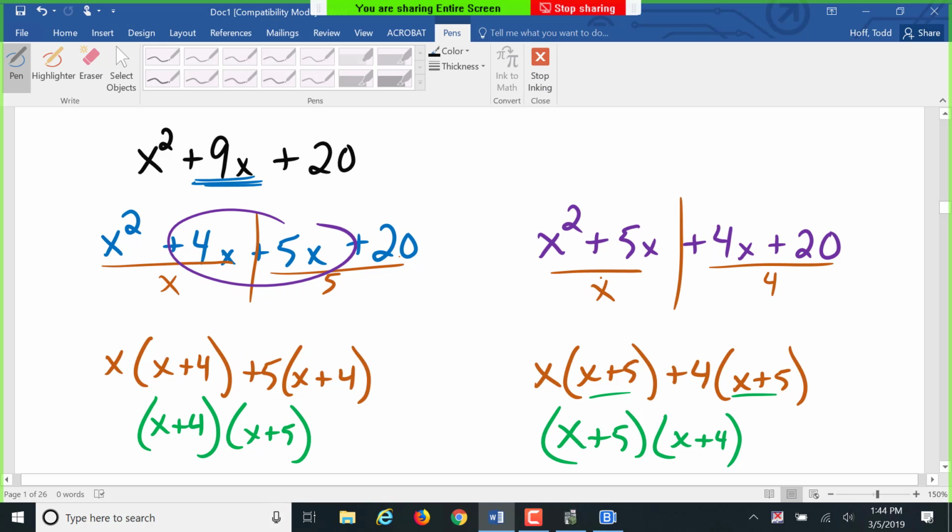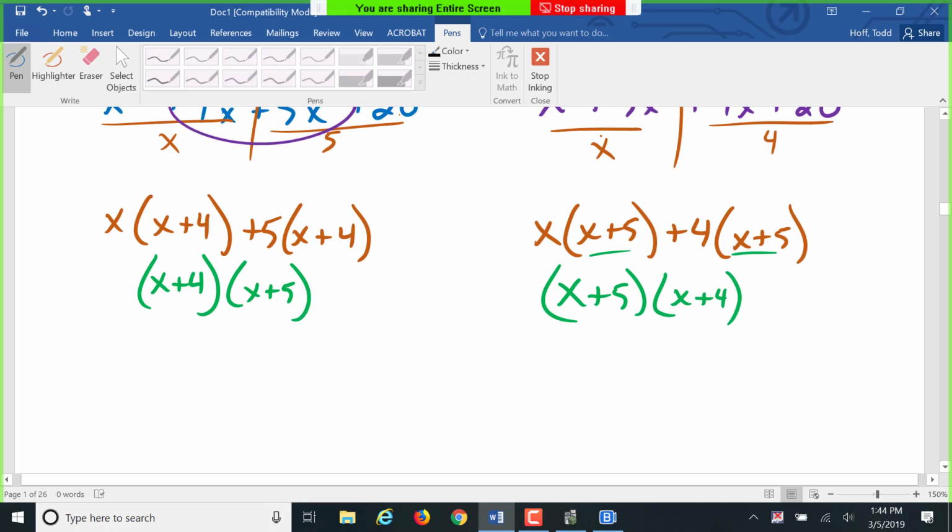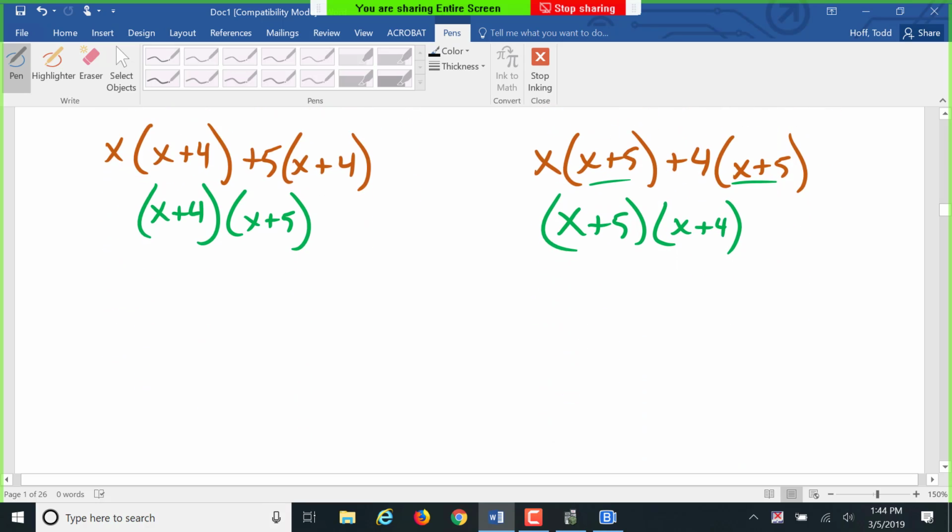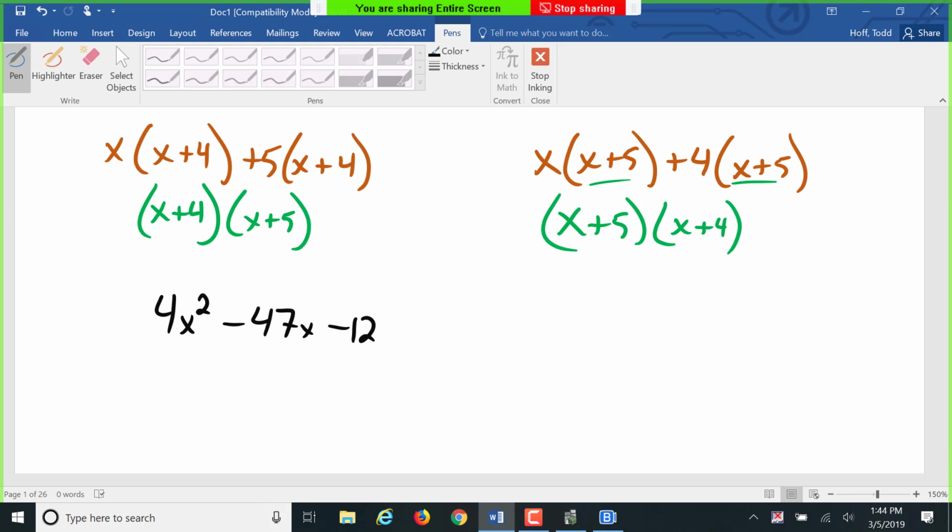So this factoring is, in many cases, an exercise in exhaustion. You know, that example I showed you of 4x squared minus 47x minus 12. We could have tried a lot of combinations of 2x times 2x before we realized none of them were going to work and had to go back to 4x times 1x.